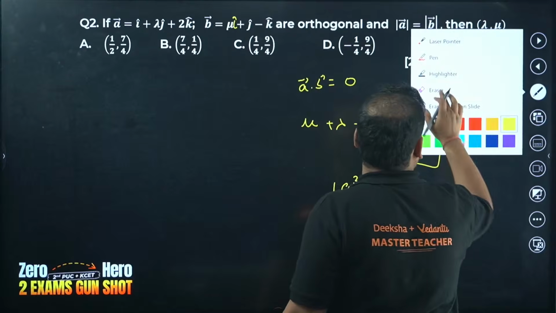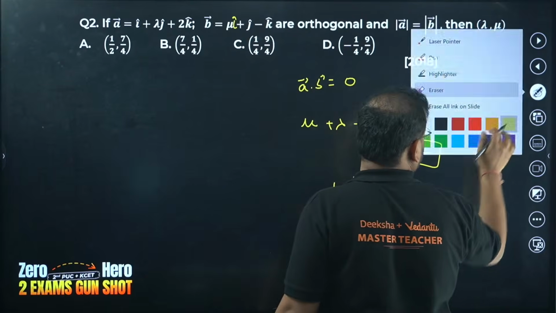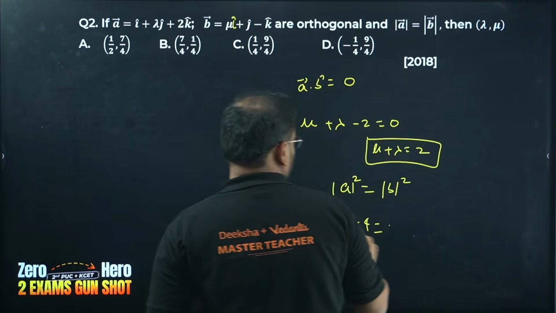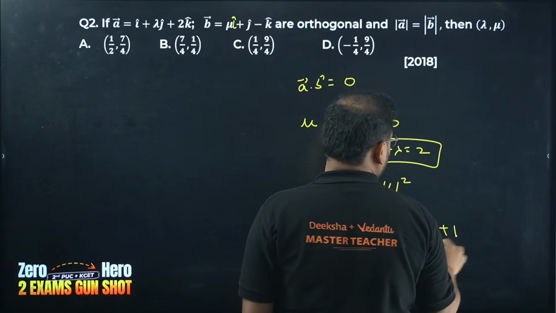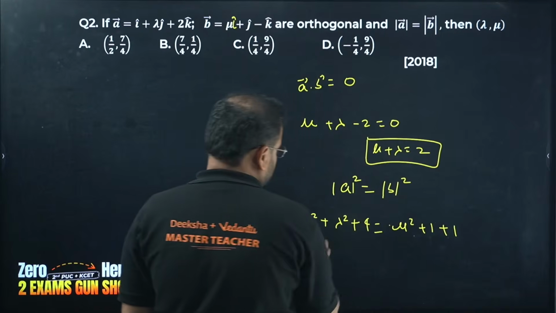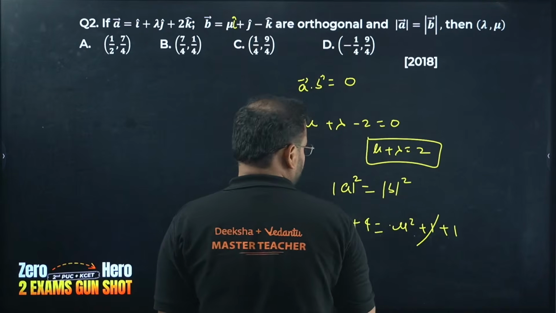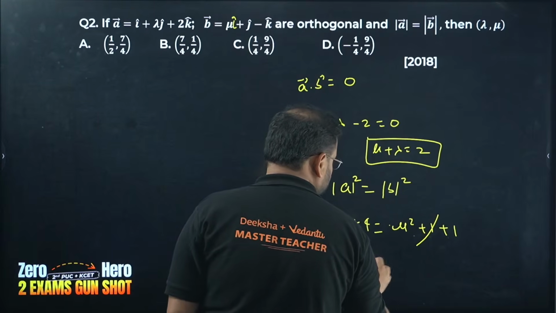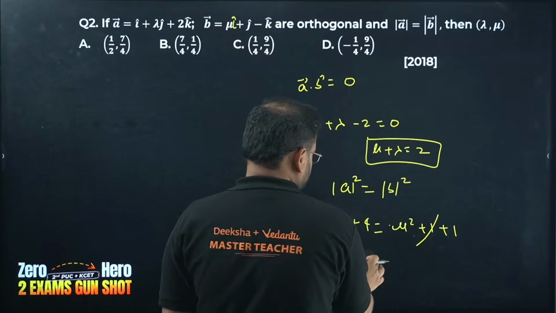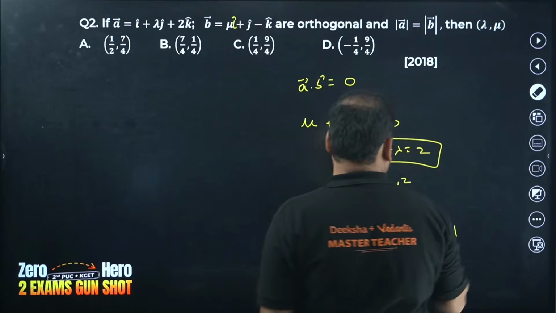Over here you get mu square plus 1 and plus one more time 1, right? Check here, this is cancelled and you're getting over here. Can I move on this side? Lambda square minus mu square equals to, or let's keep it positive only.